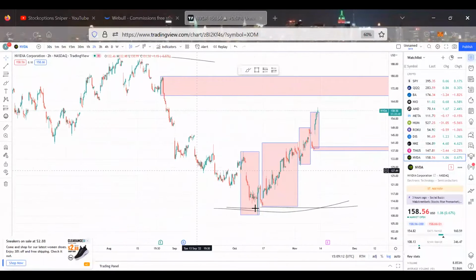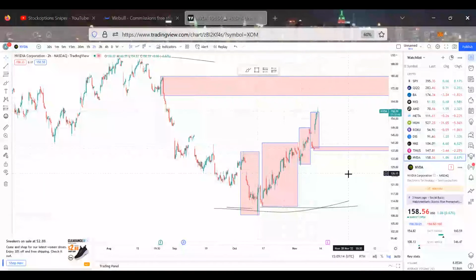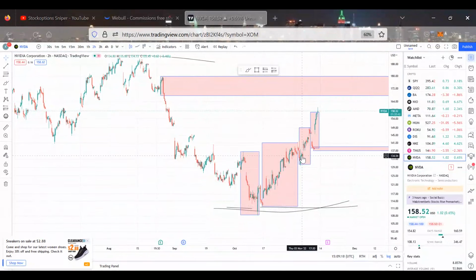So basically, I had a structure, breaking that structure. I showed you guys the structure trick if you don't know what I'm talking about. So we broke structure, broke structure, and what happened? We pulled back into these zones, that higher high that we're talking about, right?